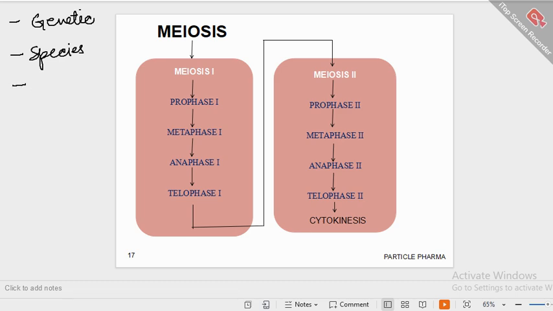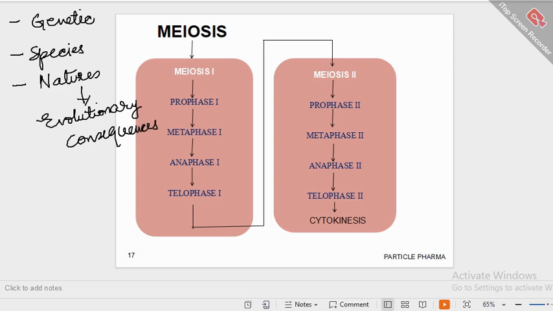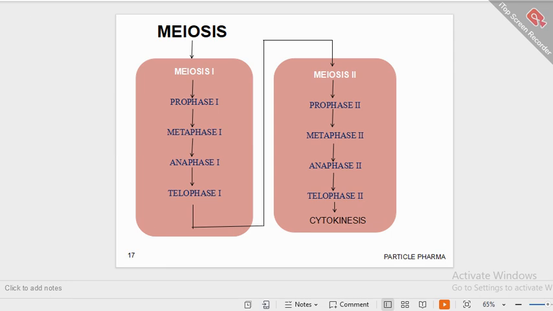Next, nature stability. Nature will get unstable, which leads to evolutionary consequences. There will be a formation of new species. Again, it will be a disaster for evolution. So for these reasons, there is a decreased number of chromosomes for every division.